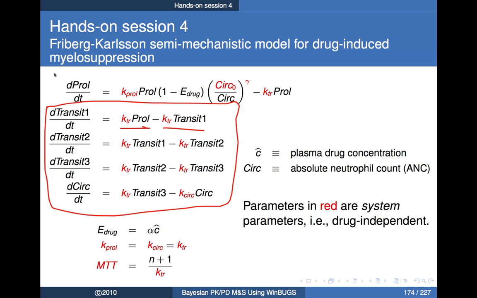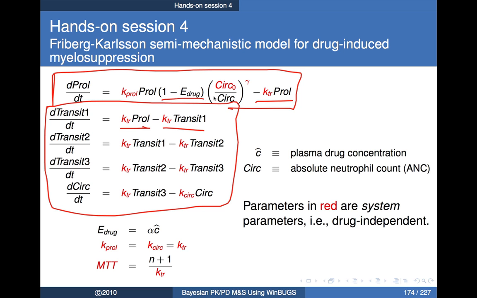The more complicated part is what's going on at the beginning here when we're talking about our proliferative compartment. So the rate of change of the cells in that compartment then is more complicated. The loss is simple. That's just a simple first order loss component, but the rate at which new cells are being formed here is a bit more complicated. In the absence of drug, it would be simple. It would just be K-prol times prol here.